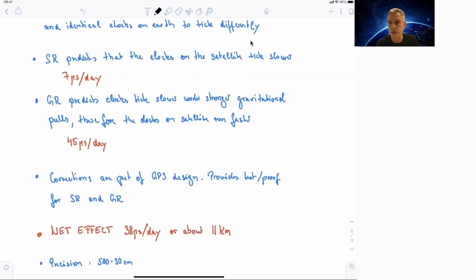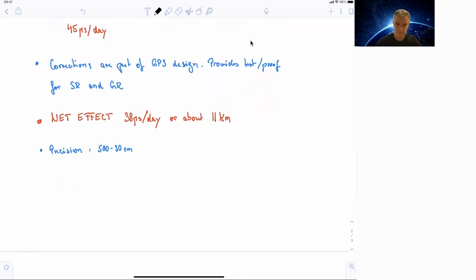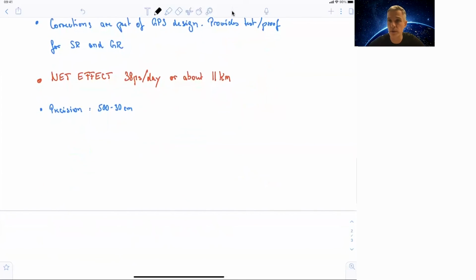The precision achieved with this GPS system ranges a little bit based on how you use the information and what kind of transceiver you use. It's on the order of 5 meters to 30 centimeters. So about this of a distance. So anywhere on this planet, you can pinpoint your location with this precision. Okay. So this concludes the discussion of implications and applications in special relativity.